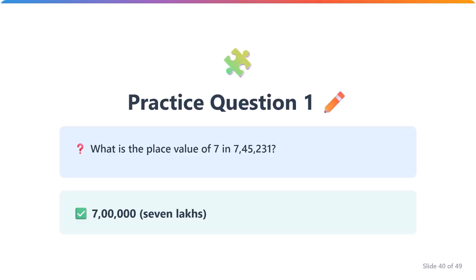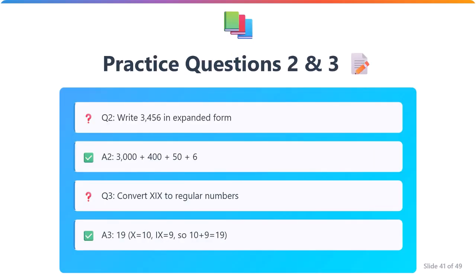All right, time to test what you've learned. Pause the video and try these yourself, then unpause to check your answers. Question 1. What is the place value of 7 in 7,45,131? The answer is 7 lakhs. Question 2. Write 3,456 in expanded form. The answer is 3,000 plus 400 plus 50 plus 6.